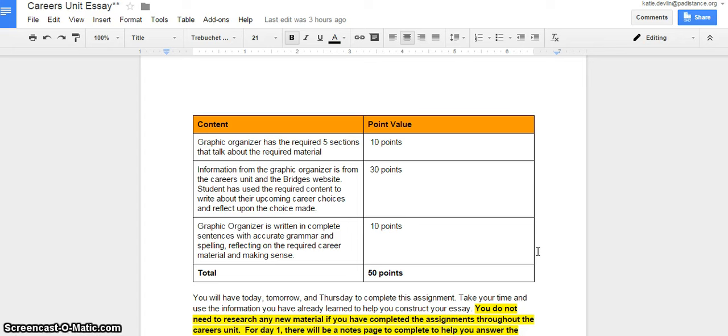Second part, information from the graphic organizer is from the careers unit and the Bridges website. You're not Googling or something like that. Student has used the required content to write about their upcoming career choices and reflect on the choices they have made. Lastly, you will be receiving 10 points for the graphic organizer being written in complete sentences with accurate grammar and spelling, reflecting on the required career material and making sense. So you also receive some points just for making sure your essay makes sense, that I'm able to understand it, and that it talks about the required material.